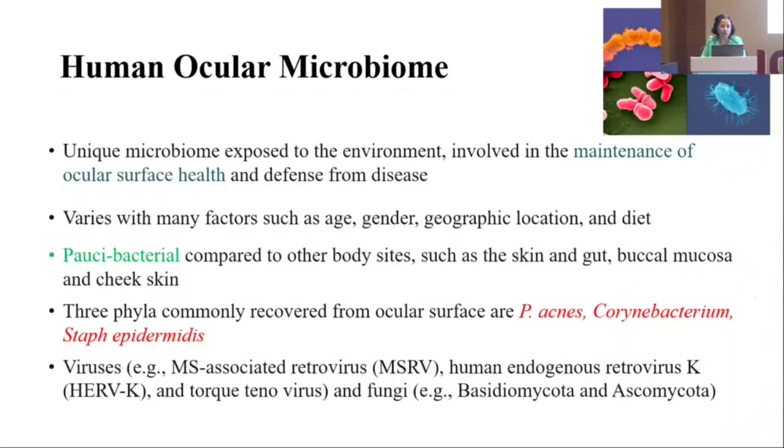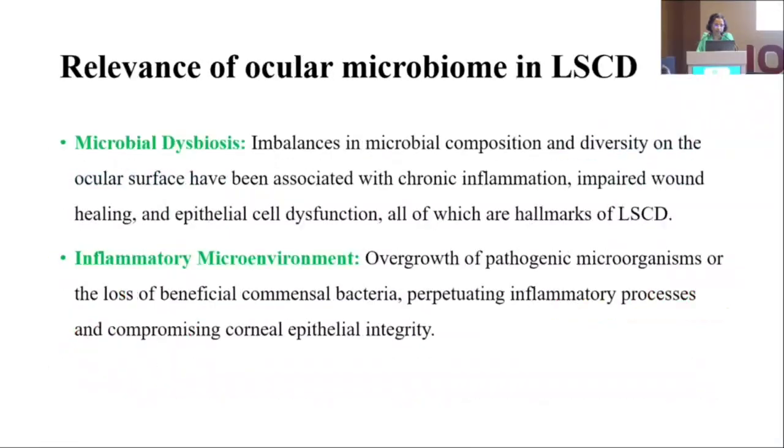So coming on to the human ocular microbiome, it is unique because it is unlike the gut microbiome and the skin microbiome. It is exposed to the environment, and it is paucibacterial in nature. The three main phyla which are recovered from the ocular surface are Propionibacterium acnes, Corynebacterium, Staph epidermidis. Some viruses and fungi also make up the human ocular microbiome.